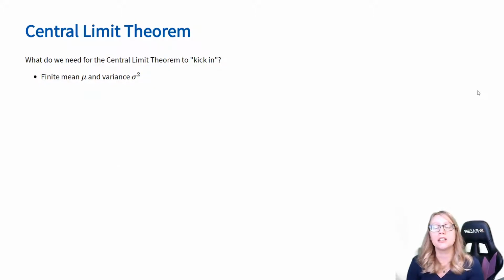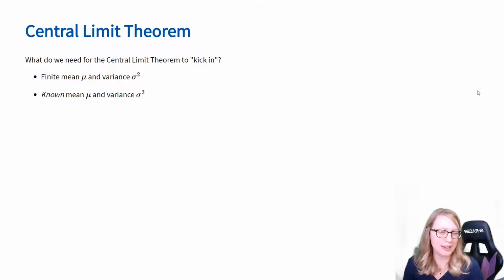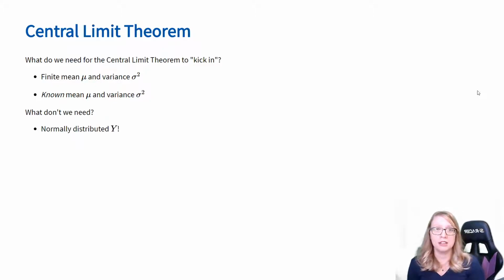So what do we need for this result to kick in? Well, we need to have a finite mean and variance, so finite mu, finite sigma squared. We also need to know what they are, which in practice is a pretty dubious assumption. But for now, we'll assume that the population mean and variance are in fact known.